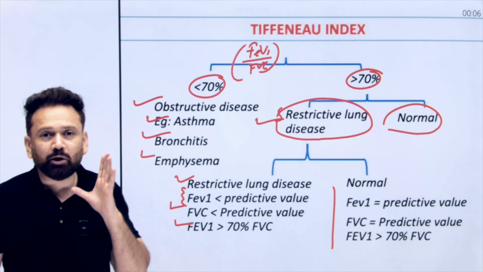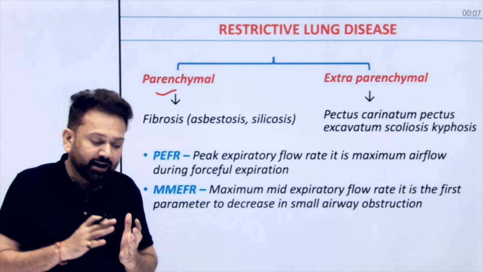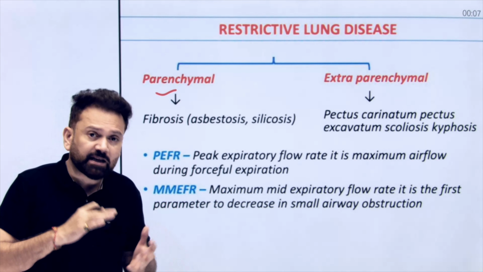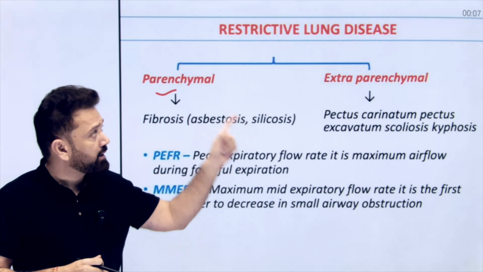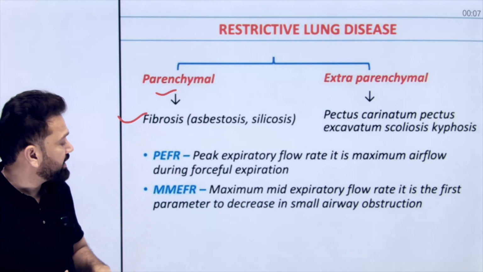Now comes restrictive lung disease. They are of two types. I told you RLD. One is parenchymal. Whenever there is fibrosis of the parenchyma, it is called parenchymal restrictive lung disease. And when there is restriction due to the bony cage, sternum, ribs, vertebrae, pectus carinatum, pectus excavatum, scoliosis, kyphosis, they all are bony problems. So the lung cannot expand. There is a problem in expansion due to bony cage deformity. They are called extra parenchymal lung disease. Rest all are called parenchymal lung disease.